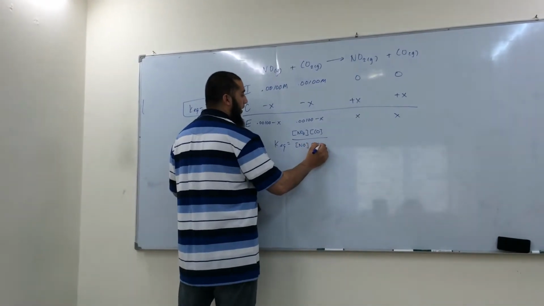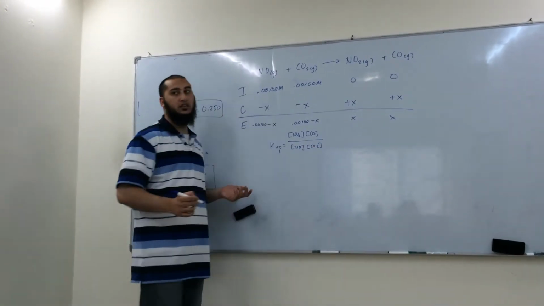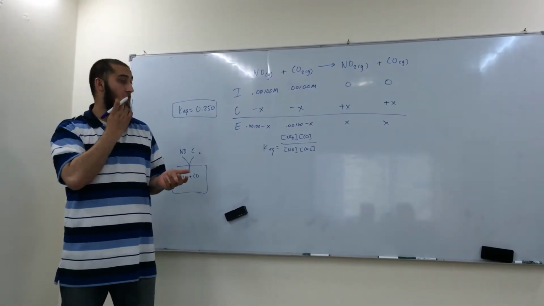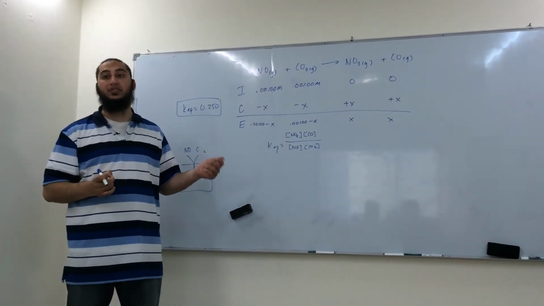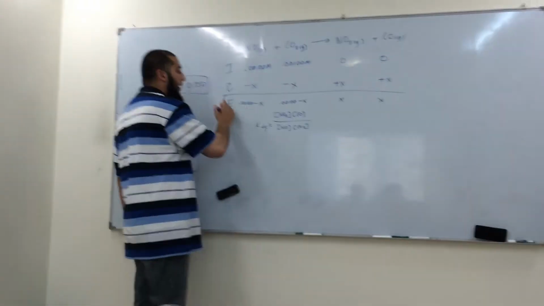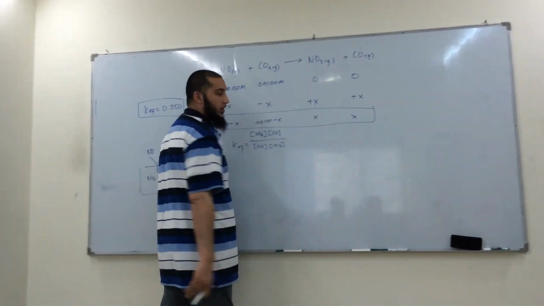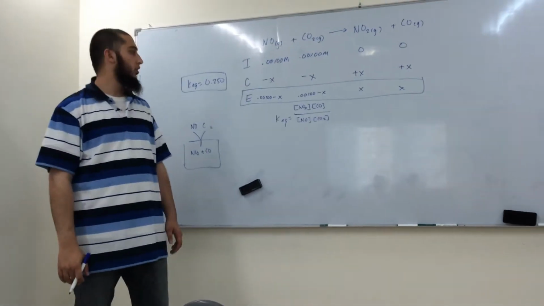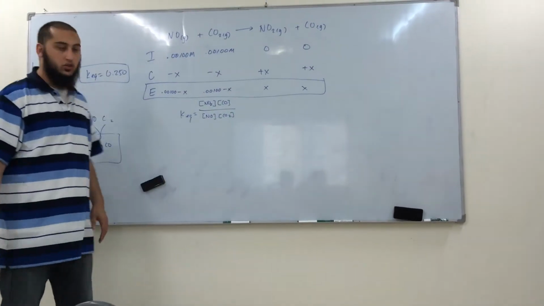Now, remember what I mentioned earlier? K equilibrium only applies to what? Only applies to the equilibrium state. So the only numbers I can plug in are the equilibrium ones, with the K equilibrium. Does that make sense? So what am I going to plug in?